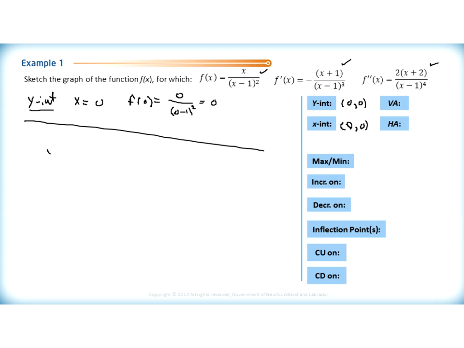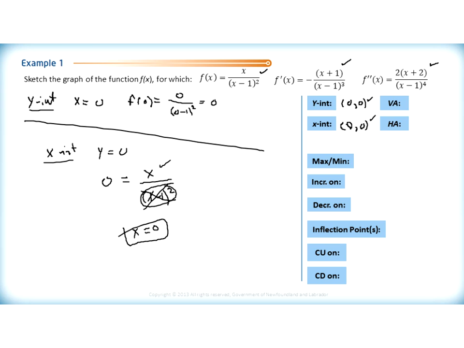Our x-intercepts we find, as always, by letting y equal 0. So if y equals 0, we have 0 equals x over x minus 1 squared. And there's no way the denominator can make a fraction equal 0, so it has to be the numerator, and the only place that works is when x is equal to 0. So if x equals 0, that's our only x-intercept. So we've got both intercepts in one point. That's nice to have taken care of.